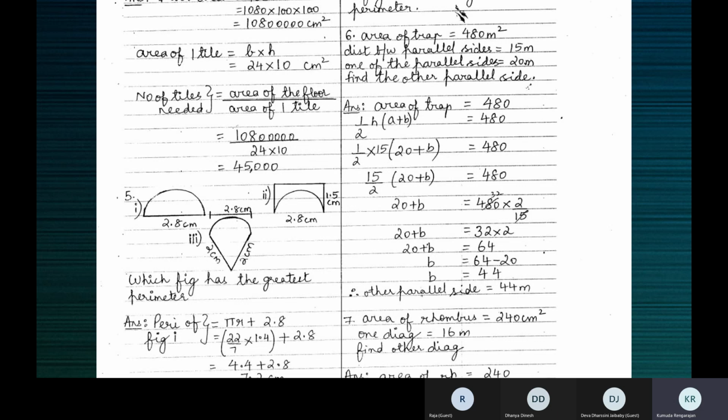The boundary of figure 3 is made up of three parts, two line segments and one semicircle. The length of the line segments, 2 centimeters, 2 centimeters. The length of the semicircle, pi r. The value of r, 1.4.